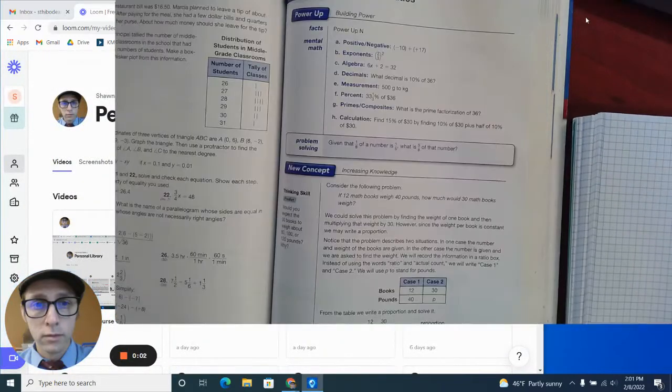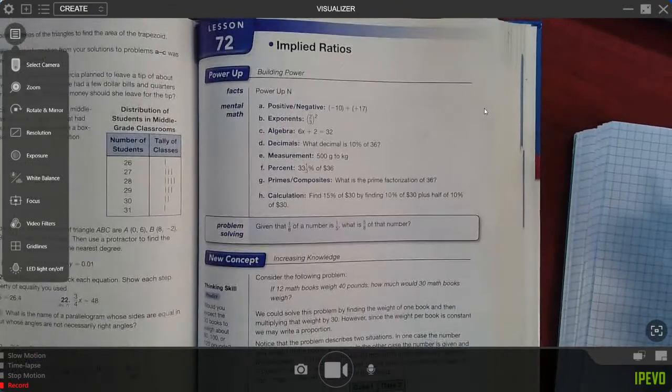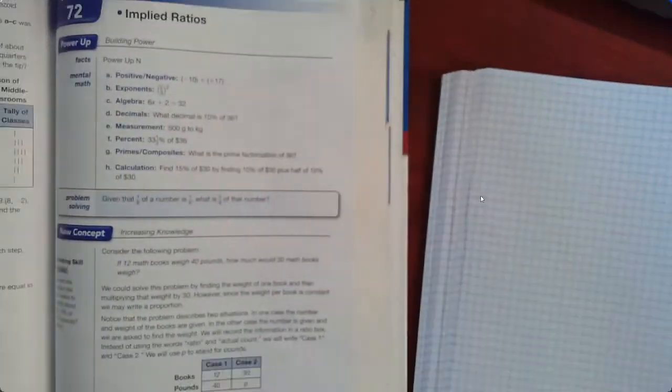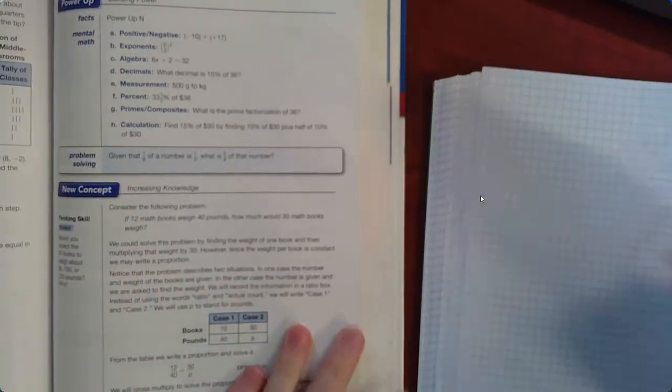Hey guys, it's Mr. Thibodeau, just coming at you with lesson 72, implied ratios. All right, so let's go ahead and talk about what we got here.